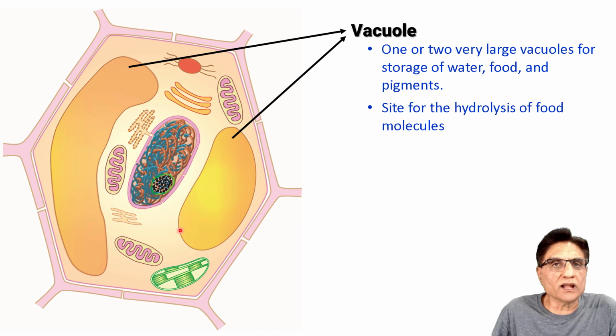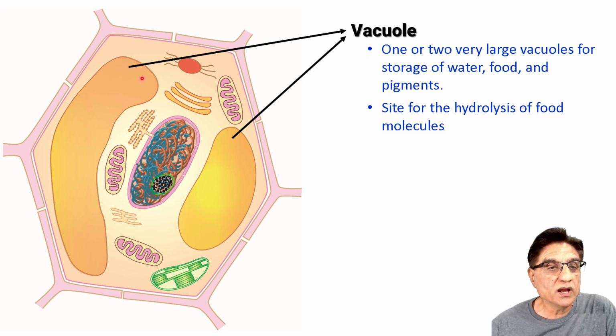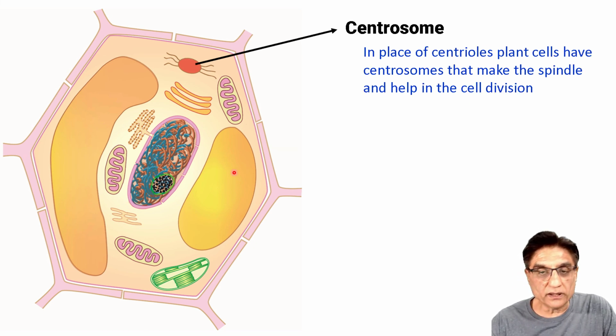In plant cells, the lysosomes are missing. I think the functions of the lysosomes are taken by the vacuoles. The vacuoles digest the food molecules, and that digestion can take place in here, and that's the difference between the animal and the plant cells.